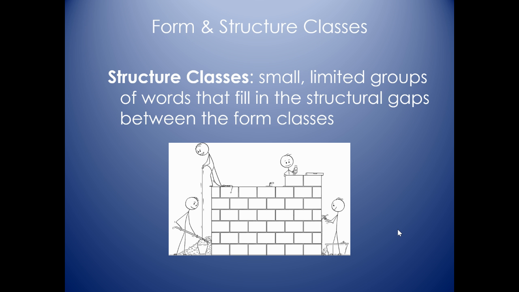in stone. So the reason we call them structure classes is that these are the small, limited groups of words that fill in the structural gaps between the form classes. If you think about the form classes, these big clunky blocks which basically create sentences for us, the sentence would seem very choppy unless we filled in the gaps with these individual tiny little structure classes to kind of show relationship between them. So they're minor, but they're really important.